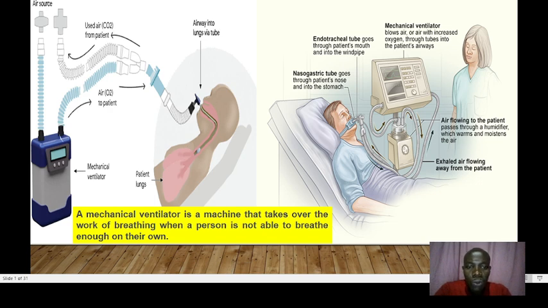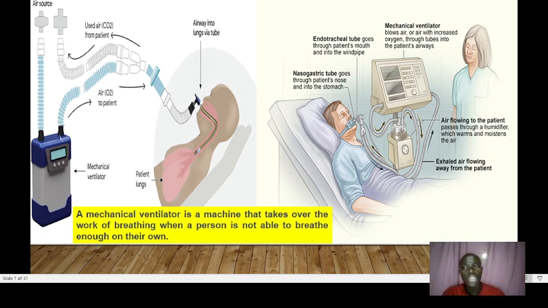Guys, have you wondered when someone is having a problem with breathing, they can't get enough oxygen in the body and they can't remove the carbon dioxide in the body? What happens? The breathing system is not working. So, for that case, we normally put this patient on a vent. We refer to it commonly as mechanical ventilation. A mechanical ventilator is simply a machine that will take up your work of breathing when you are not able to breathe on your own.